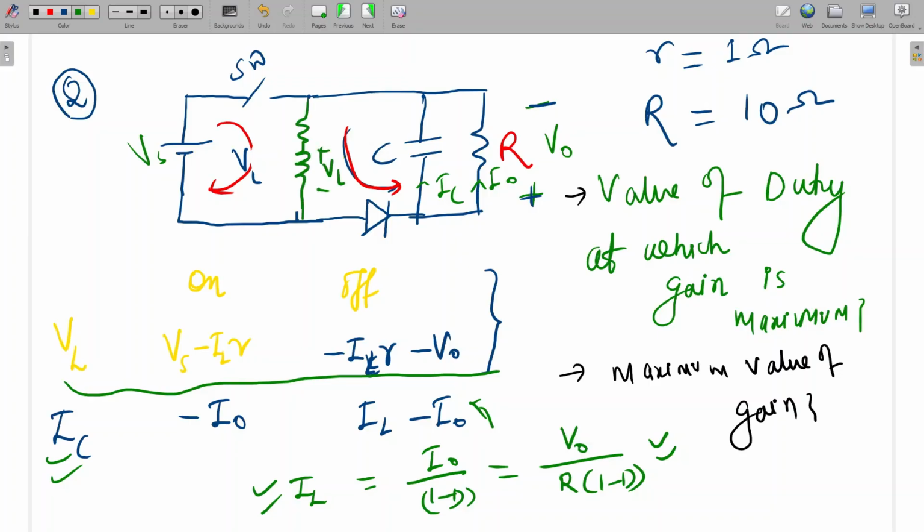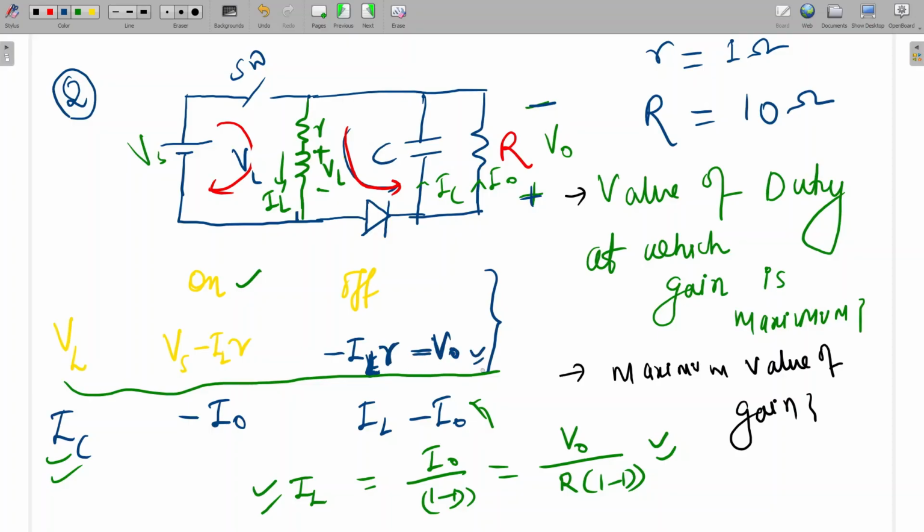This is a small r. So what will be VL? For the on duration, the switch is on, so VL is equal to Vs minus IL into r. This is the inductor current IL. For the on duration it is clear. Similarly, for the off duration it will be minus IL r minus V naught.